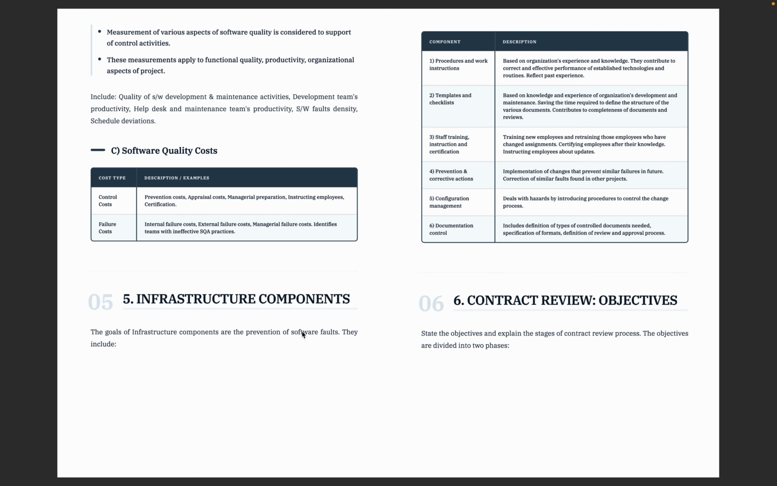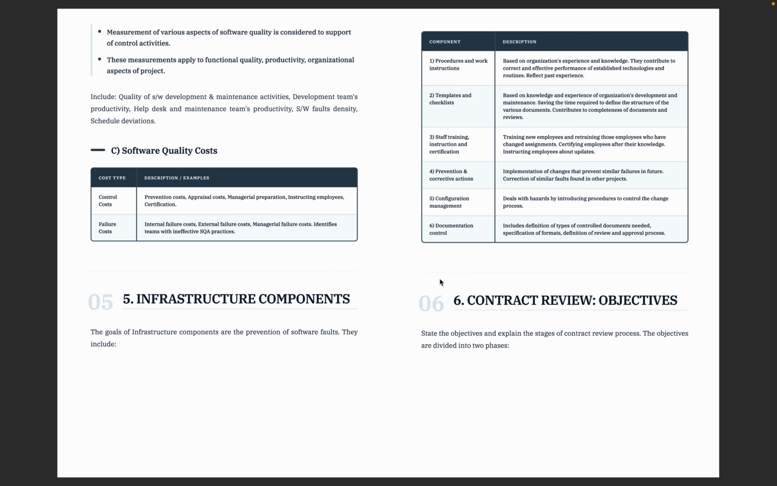And then coming to infrastructure components. The goal of infrastructure components is prevention of software faults. So what do we do? We use procedures, checklists or templates, training, prevention actions, and configuration control. One line to remember about infrastructure components: they focus on error prevention and process improvement. Okay, error prevention and process improvement. This is all about infrastructure components.